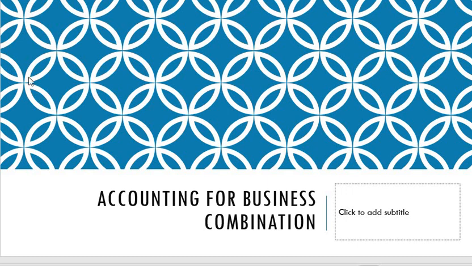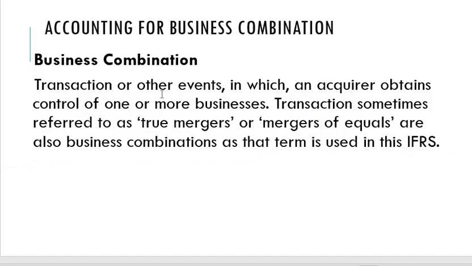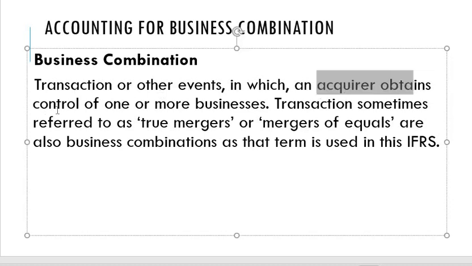Okay, so to start with, let's discuss first the definition of a business combination. A business combination is a transaction or other event in which an acquirer obtains control of one or more businesses. This transaction, sometimes referred to as true mergers or mergers of equals, is also a business combination, as that term is used in the International Financial Reporting Standard.